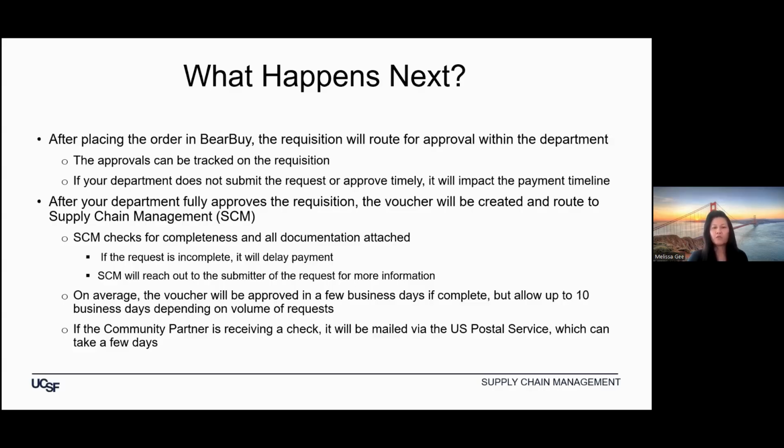So on average, the voucher will be approved in a few business days if it's all complete, but do allow up to 10 business days depending on the volume of requests for the approval to occur on our end. But we're definitely going to try to prioritize some of these payments to get them out as quickly as possible. If the community partner is receiving a check as their payment method, it will be mailed through the U.S. Postal Service, which can take a few days. So that's just something to keep in mind.